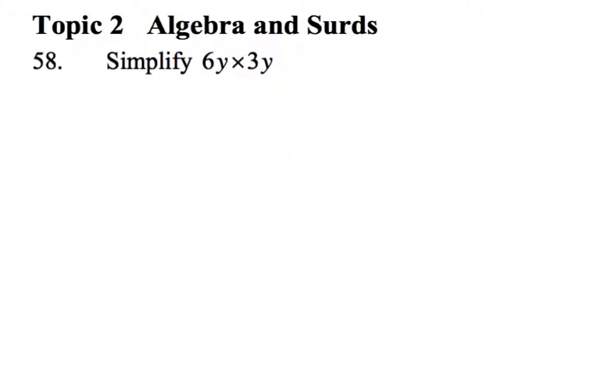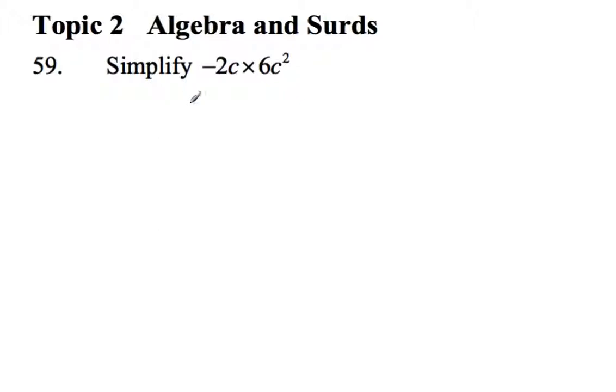Okay, these are like terms, but it's not relevant for this. You're allowed to multiply the numbers together and the letters together. So we get 6 3s are 18. And y times y, that's where we get y squared. The 2 is indicating that there are two y's multiplying with each other there.